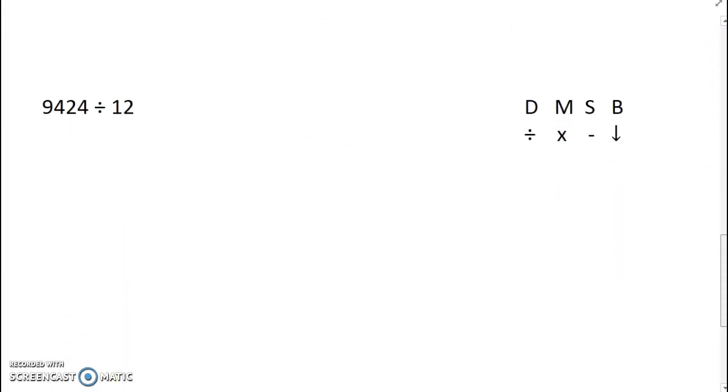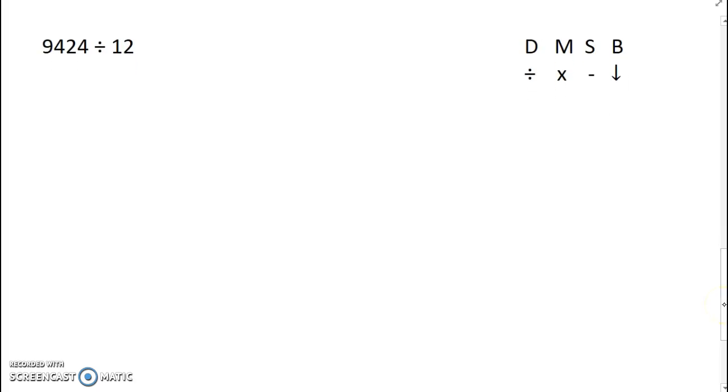All right, here's a bit of a bigger one here, but let's get started on it. First things first, I'm going to write my divisor on the outside of the symbol. I'm going to put my dividend inside the symbol. Okay, so again, I'm going to ask how many 12s are in 9? Well, the answer is 0. There are no 12s in 9.